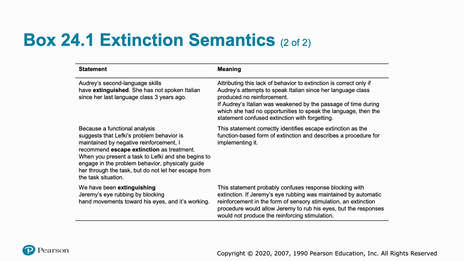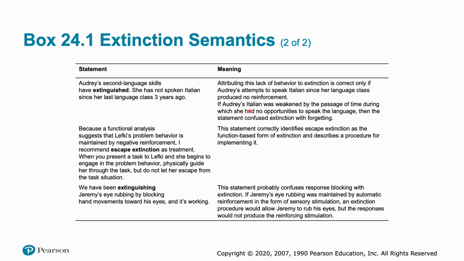Okay, and now let's talk about how you can refer to behavior that has already been extinguished or has gone down to zero, is no longer occurring after an extinction procedure has been implemented. So you could say, for example, Audrey's second language skills have extinguished. She has not spoken Italian since her last language class 3 years ago. Okay, so attributing the lack of behavior to extinction is only correct if Audrey's attempts to speak Italian since her last language class have produced no reinforcement.